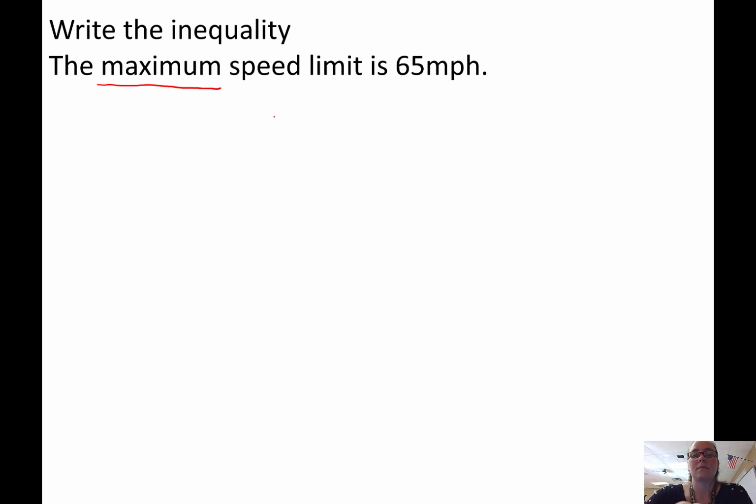And finally, maximum speed limit is 65. Well, we know maximum, that's the largest amount, the speed limit you can go in this area that this person is driving. So we'll do S for speed limit. That means you can go less than the speed limit, but not past the speed limit. So it is going to be less than or equal to.